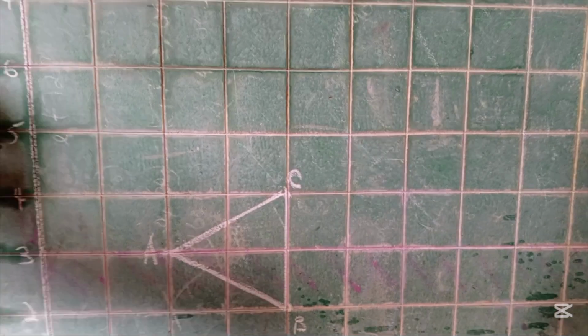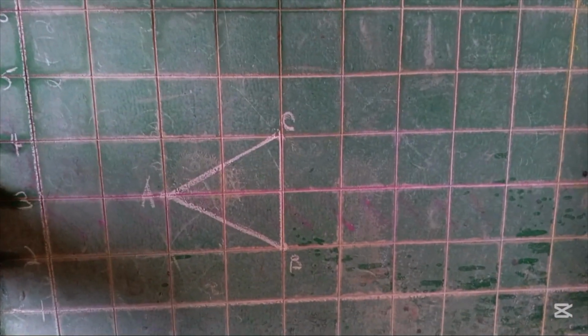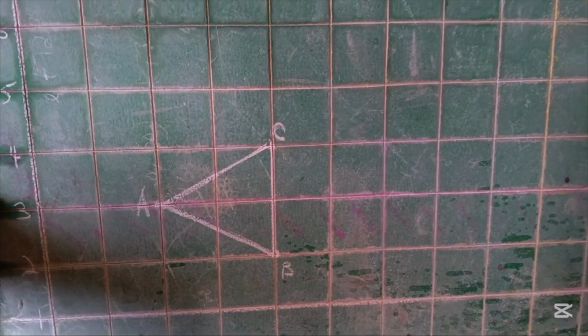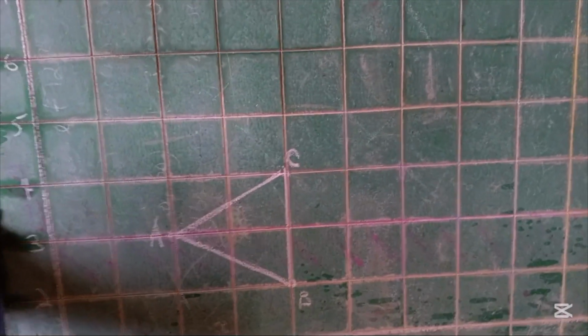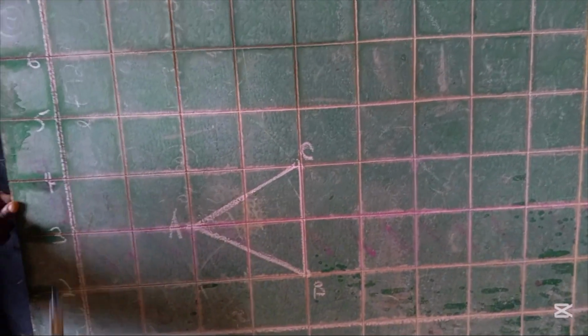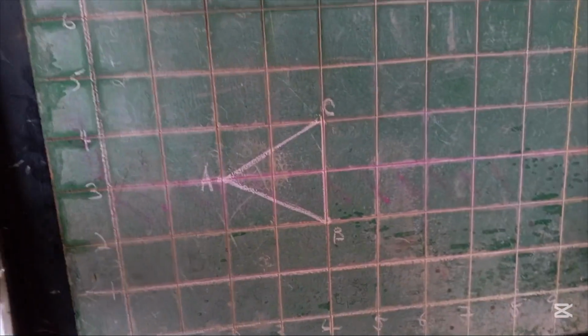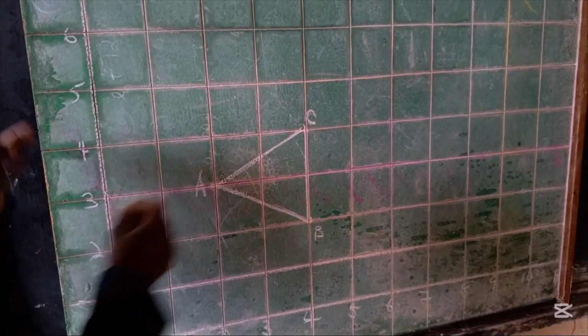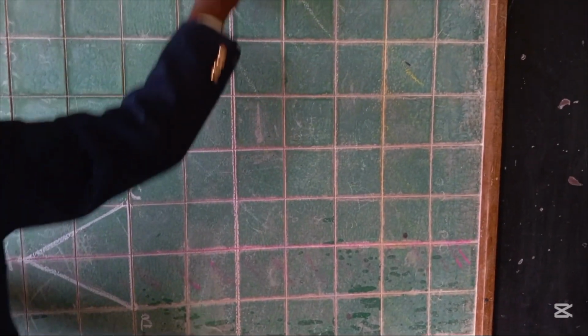So ladies and gentlemen, this is the diagram, and this is triangle ABC. You can see I've got (2, 3), (4, 2), and (4, 4). Now the line of reflection according to the question is x equals 6. This is what we call a mirror line, where x is equal to 6.